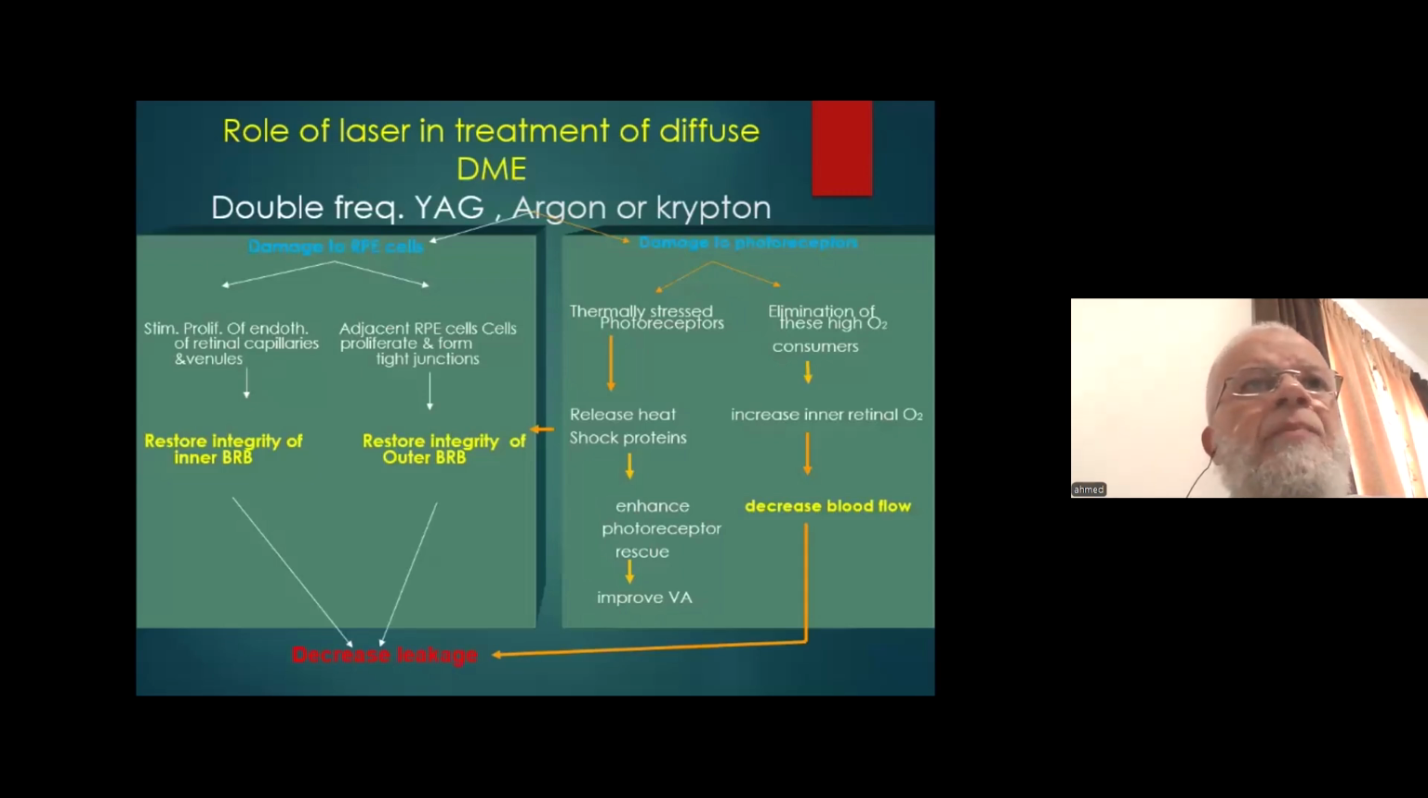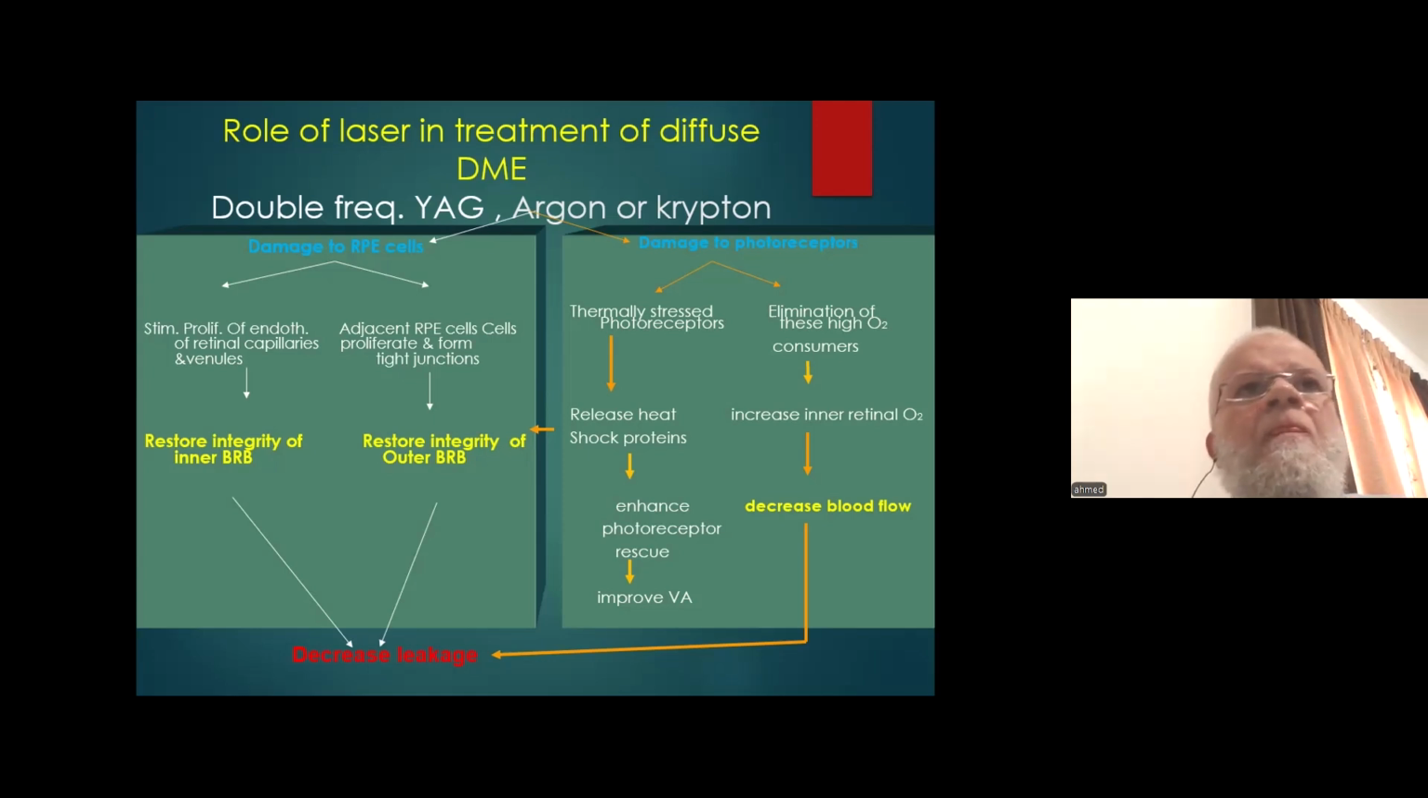Laser causes damage of the retinal pigment epithelial cell with stimulation of reproliferation of the endothelium of the retinal capillaries and venules, and the adjacent retinal pigment epithelial cells proliferate and form tight junctions. These restore the integrity of the retinal barrier. At the same time, damage of the photoreceptors by the laser eliminates the photoreceptors which are high oxygen consumers, increasing the retinal oxygenation and consequent decrease in the blood flow. Both of these mechanisms decrease the leakage and improve the edema.